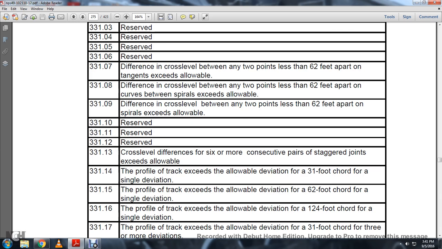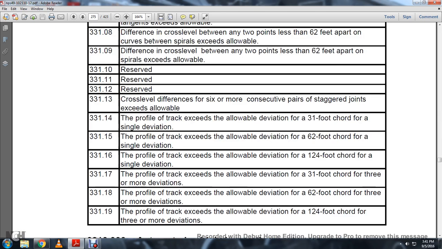213.331.13, cross level differences, 6 or more consecutive pairs of staggered joints exceed allowable. 213.331.14, profile of the track exceeds allowable deviation, 31-foot chord, single deviation. 213.331.15, profile exceeds allowable deviation, 62-foot chord, single deviation. 213.331.16, the profile exceeds allowable deviation for 124-foot chord, single deviation. 213.331.17, the profile of the track exceeds allowable deviation, 31-foot chord for 3 or more deviations.